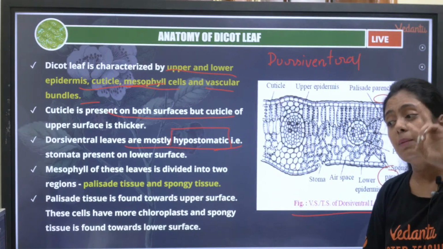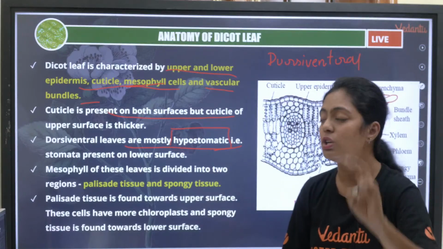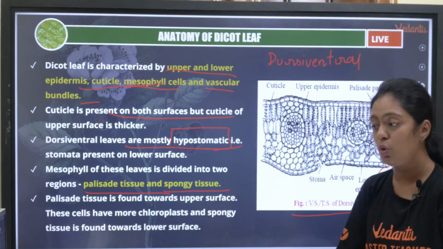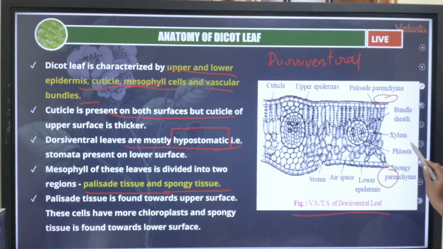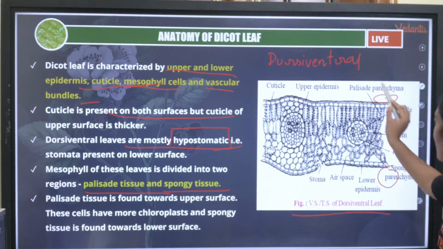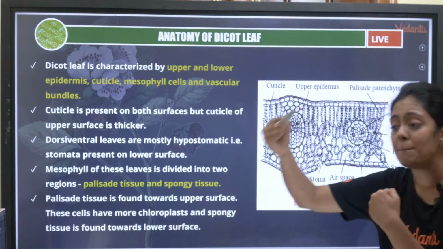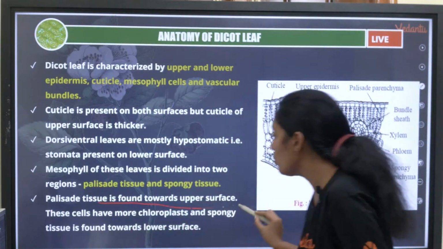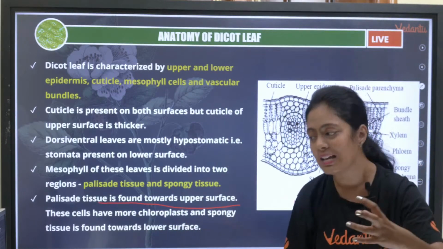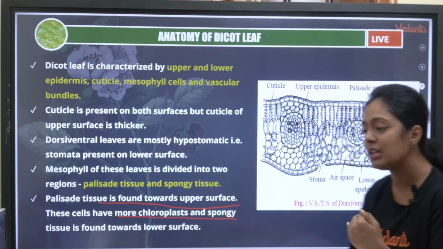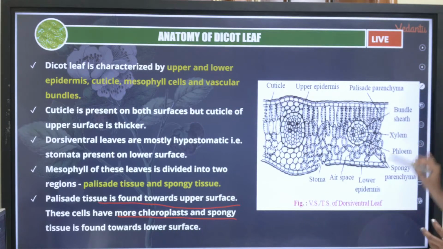Okay, here the mesophyll is divided into two tissues. One is palisade tissue, another one is spongy tissue. So palisade parenchyma and spongy parenchyma. மேல இருக்கிறது, the parenchyma that is present on the upper surface, towards the upper surface is called palisade parenchyma. These cells have more chloroplast, and spongy tissue is found towards the lower surface.